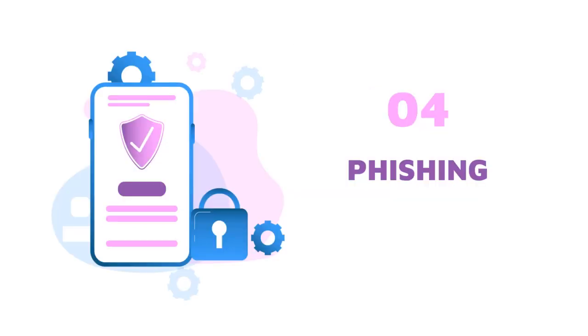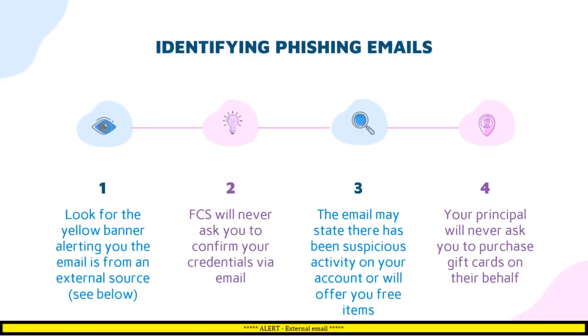Phishing attempts have become one of the most common ways that hackers gain access to someone's account. These are 4 of the ways to help you identify if an email is a phishing attack. Here in Forsyth County, we actually put a yellow banner on any emails that come from an external person. Look for that yellow banner, and if you have a request to do something, give a password or something, buy something for someone, that is probably a phishing attack. Delete the email. Remember that Forsyth County Schools will never ask you to confirm your credentials via email.